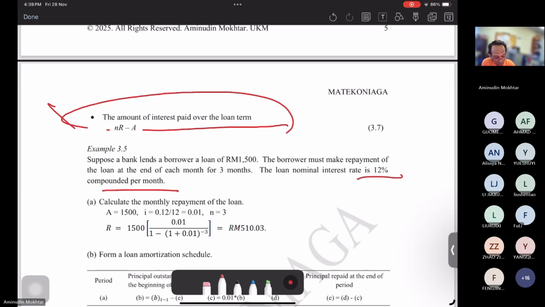Let's say you borrow 1,500 from a bank, and then you need to pay it back to the bank over 3 months. Every month, at the end of the first month, second month, and third month, you need to pay back to the bank.